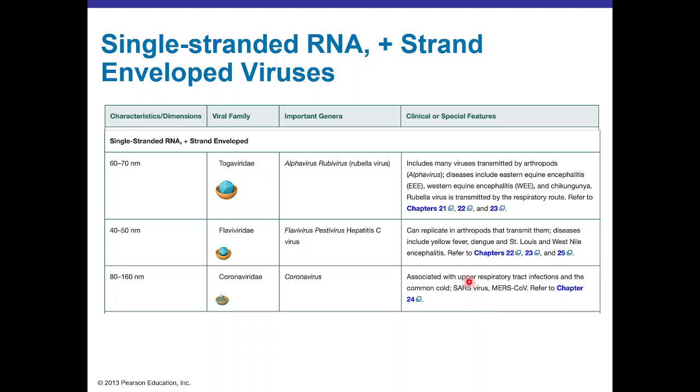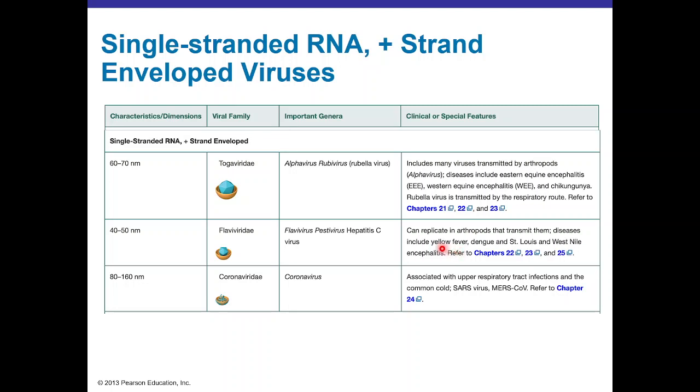And then we have other members like alphavirus, like rubivirus, that is causing rubella. And then we have alphaviruses that are transmitted by arthropods that cause Eastern equine encephalitis, Western equine encephalitis, and rubella virus that is transmitted by respiratory route.